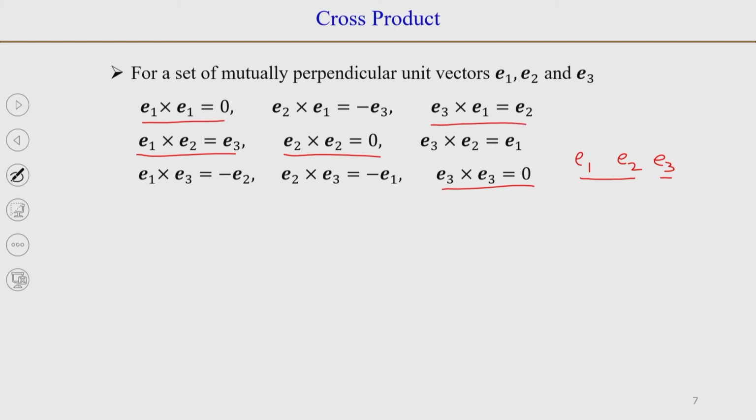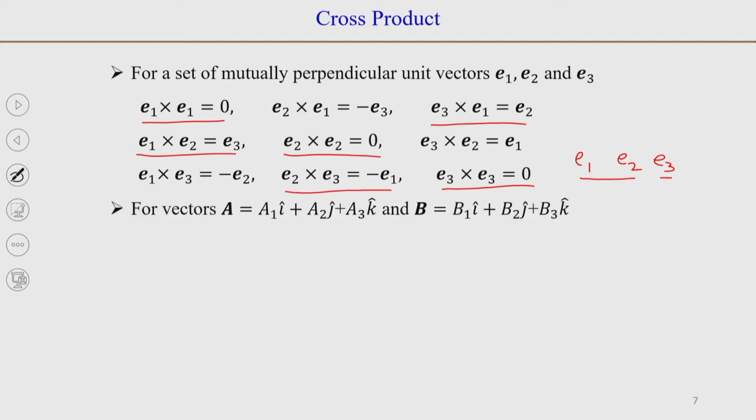If you take e2 cross e3, what will you get? E2 cross e3, you will get minus e1.